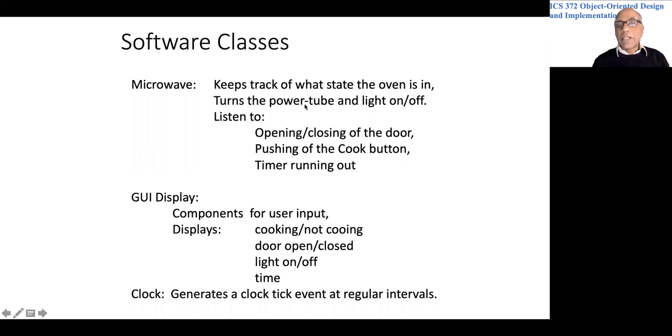The microwave will keep track of what the oven is doing. Is it cooking or not? It has to keep track of what the status of the light is. It has to listen to clicks on the buttons for opening and closing the door or requests to cook. It also has to listen to the timer as each second ticks. And the GUI display, as we have seen, has components for input, and it also displays the various statuses.